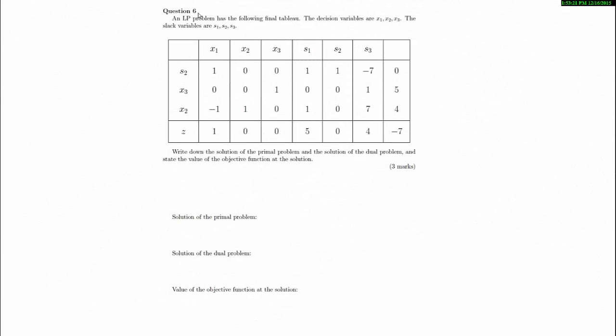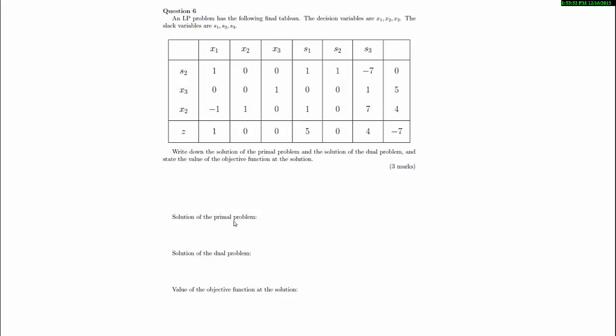Okay, so we're looking at question 6 of the 2014 exam. We're given an LP problem with the following final tableau. We're told the decision variables are x1, x2 and x3, and the slack variables are s1, s2 and s3. In this question, we aim to write down the solution of the primal problem, the dual problem, and we have to state the value of the objective function at the solution.